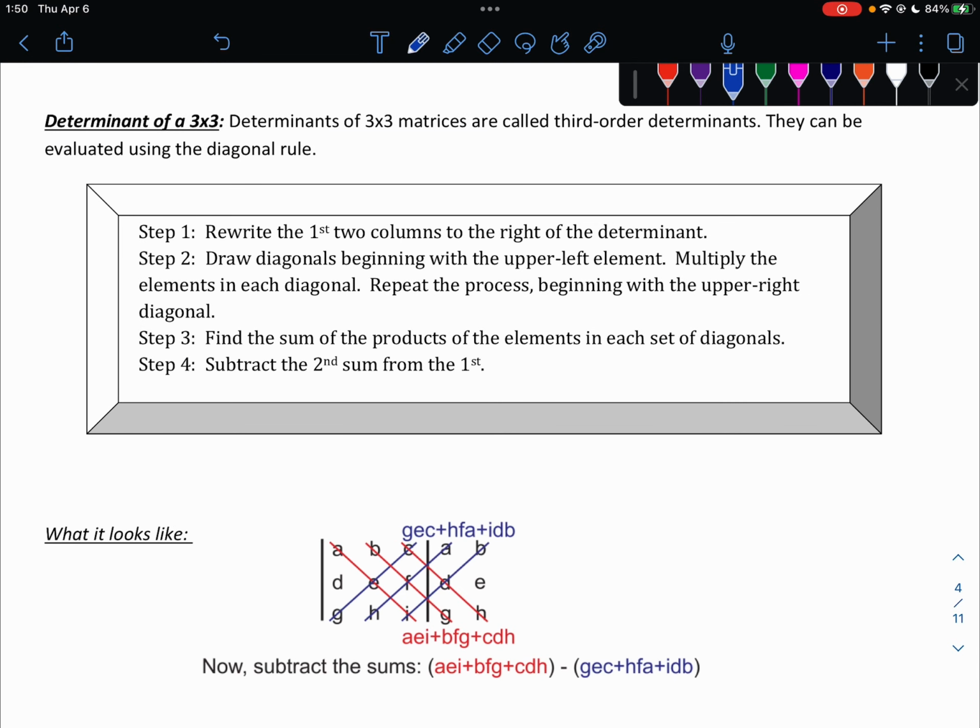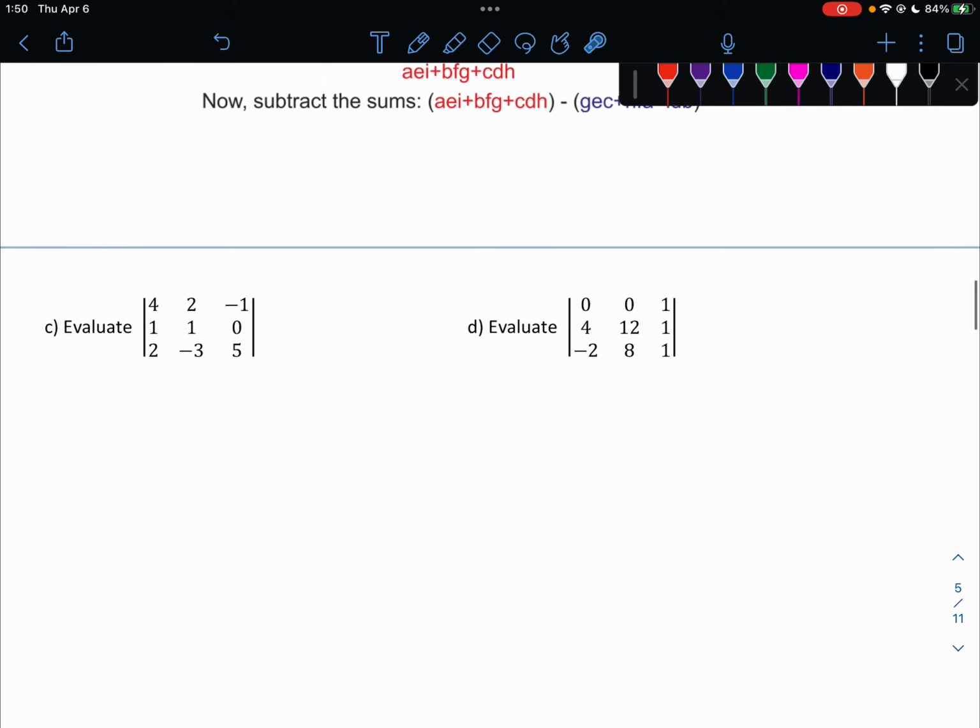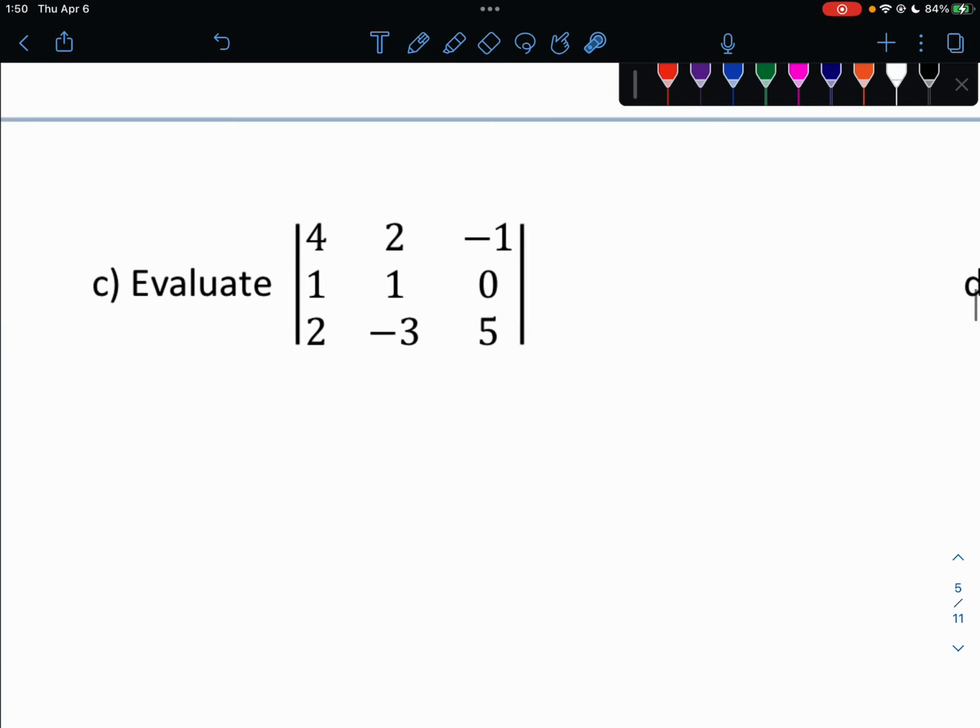First, let's talk about the determinant of a 3 by 3. This one's much more complicated, but still very doable. What I like to do here is take the first two columns and copy them and put them outside the matrix. And then diagonally we multiply and then add those together. And then diagonally we multiply and add those together. And then we subtract the red minus the blue. So here's how it works.